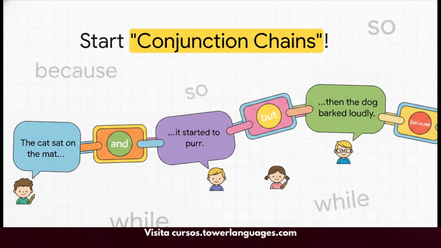A fantastic dynamic way to practice linkers is to create conjunction chains. It's so easy. One student starts a story with a simple idea, like, the dog ran outside, and the next person has to add to it using a specific conjunction you give them, like because or so. It's collaborative, it's creative, and it really drills the function of each word.